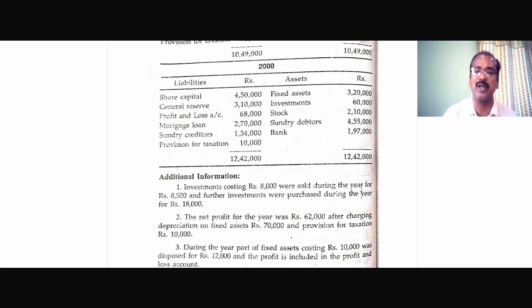In addition to that, they have purchased investment for 18,000. So 42,000 plus 18,000, the new expected closing balance in the investment comes to 60,000. That is the figure available in investment also. So you don't need to open a ledger account because there may not be any hidden information with regard to investments.